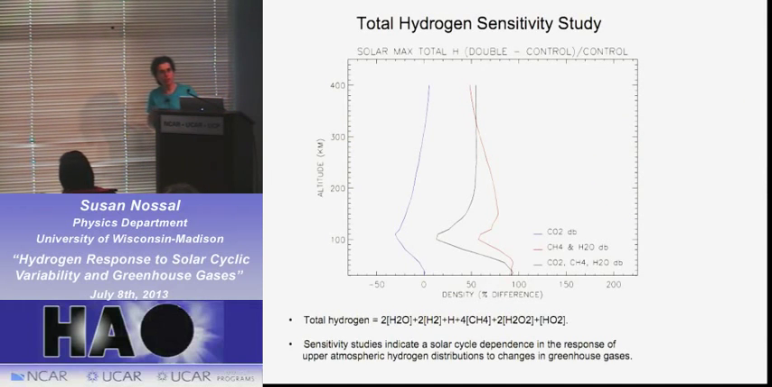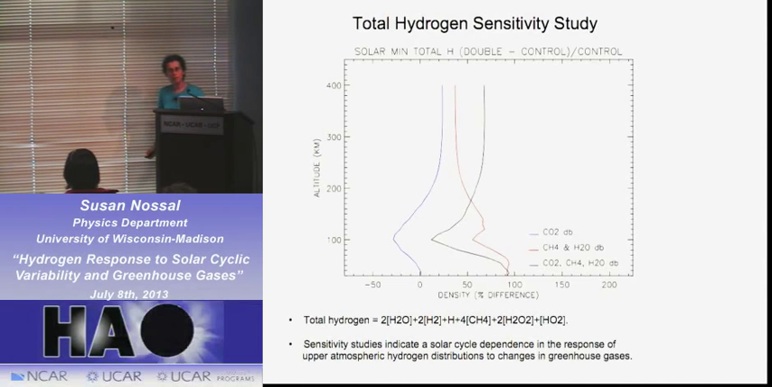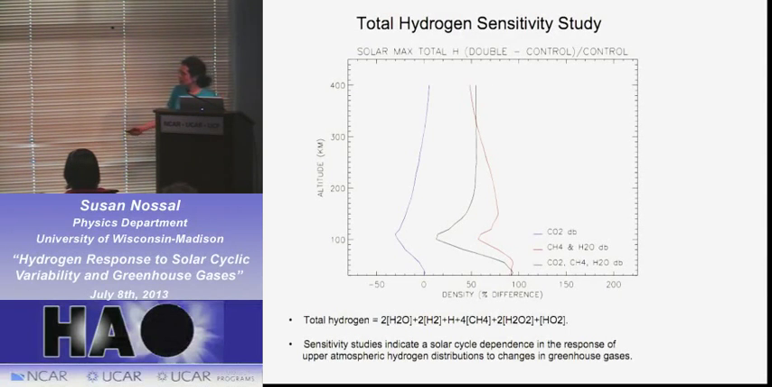And then this is Gary's question about total hydrogen. So what we did here is we tried to track all the hydrogen atoms by doubling water vapor, weighting each species by how many hydrogen atoms are in each species. So doubling water vapor, for example, multiplying methane by a factor of 4. So this is solar maximum, and this is solar minimum. So we again see a solar cycle dependence in the total hydrogen. There's not as much structure down here due to the structure that I think we've seen, which is the transition of hydrogen atoms between different hydrogen-containing species.